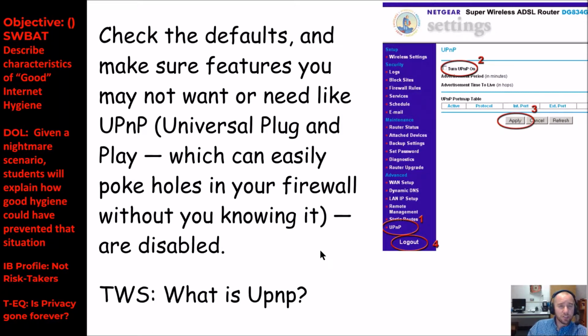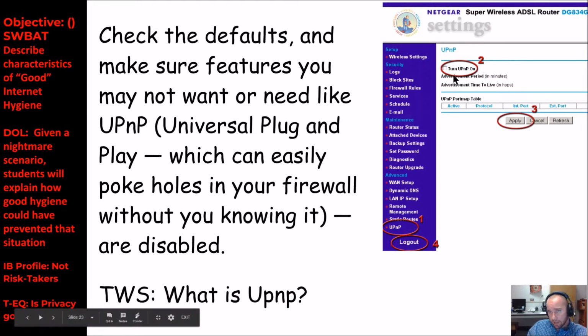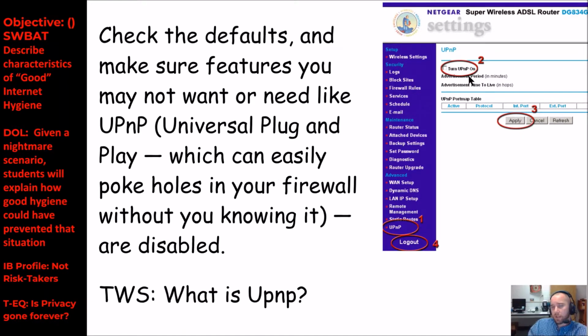Another thing you should do is just check the defaults and make sure features you may not want or need are disabled, like the UPnP example that we had discussed earlier. You've all probably heard of plug and play, so you can have a new device, you just plug it in and it works right away. Universal plug and play can easily poke holes in your firewall without you knowing it. So make sure that's disabled. You could disable it by logging into your router and usually just clicking a checkbox like turn UPnP on. Well, in your case, you want to turn it off, so make sure it's not checked.